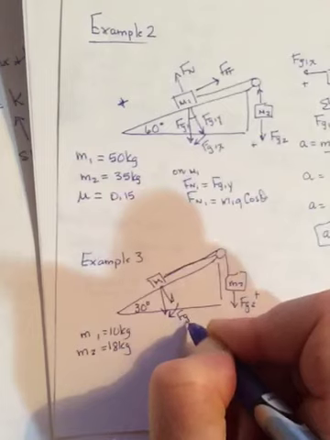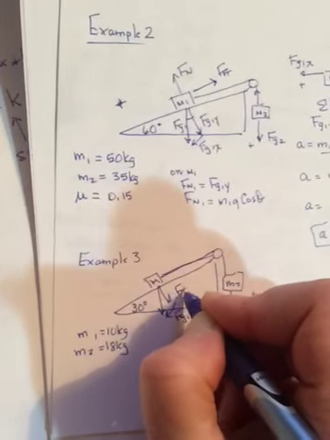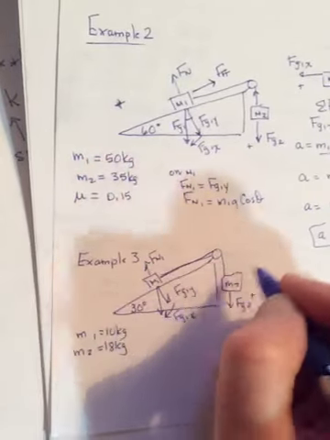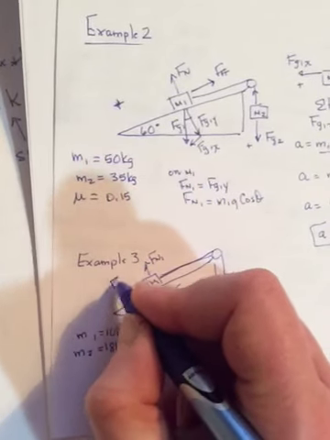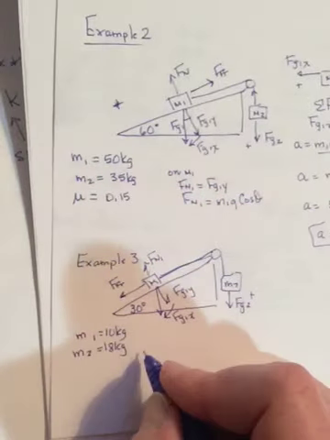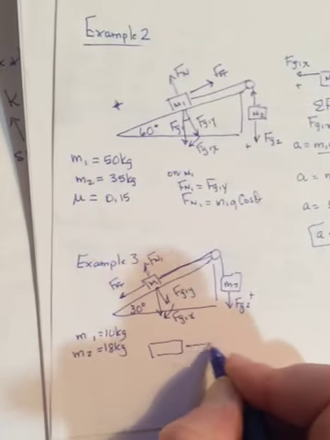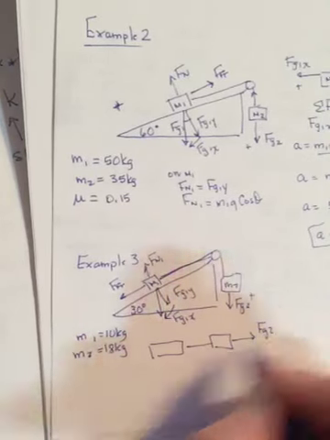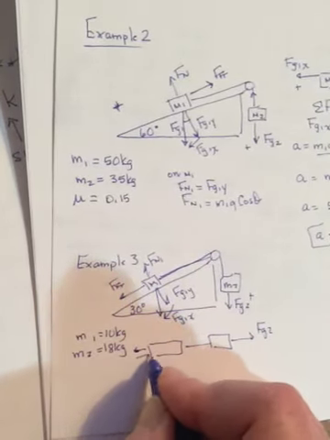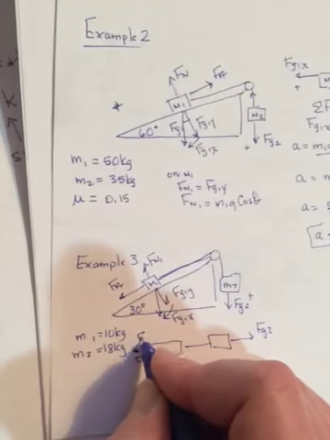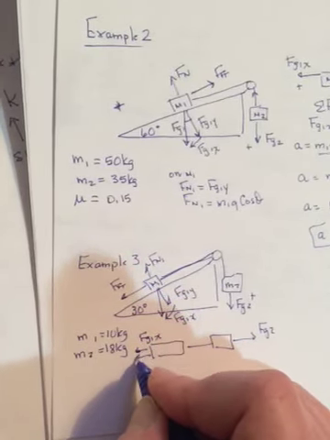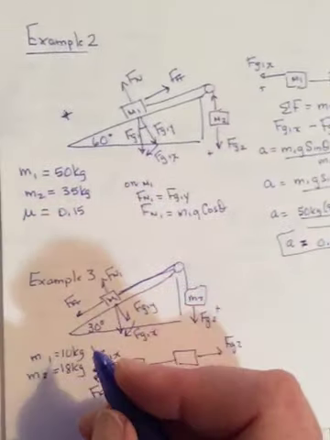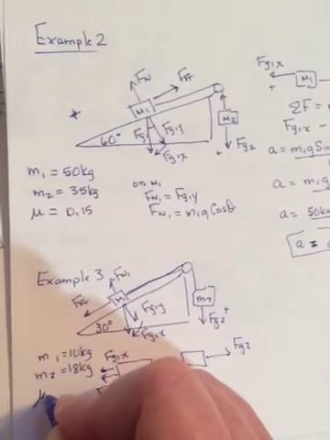We'll have FG1x here, FG1y, the normal on number 1. And because it's going up the incline, this time friction will be acting down. So if we were to do our straight line, pulling this way will be FG2, and pulling back will be FG1x, and friction on number 1. Okay, let's make our coefficient of friction 0.2.